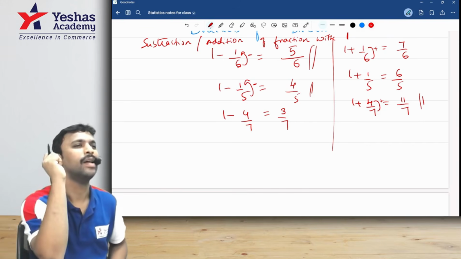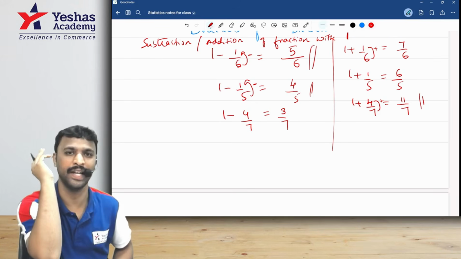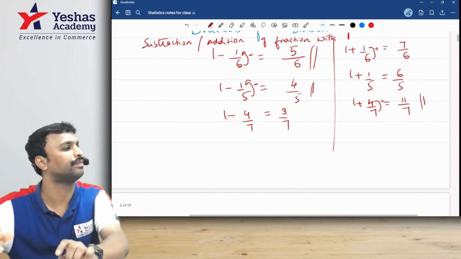Now, we are going to see varieties of calculations involved. If you learn this, get done.